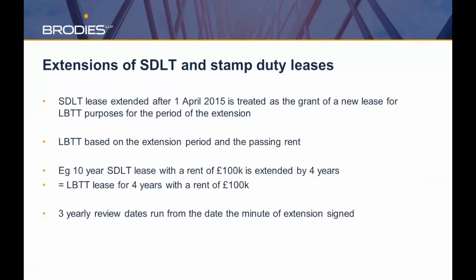If there's an existing SDLT lease and it's extended after the 1st of April 2015, that is treated as the grant of a new LBTT lease for the period of the extension. And it's an LBTT lease where the tax charge is based on the extension period and the passing rent. So if it was a 10-year SDLT lease with a rent of 100k and you extend it by 4 years, what you've got is an LBTT lease for 4 years with a rent of 100k. You don't have to join them together and pay LBTT on the whole 14 years.